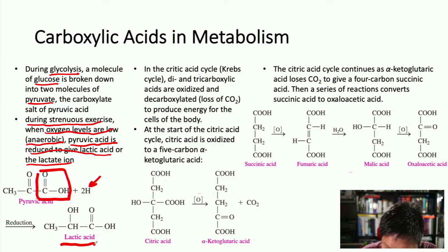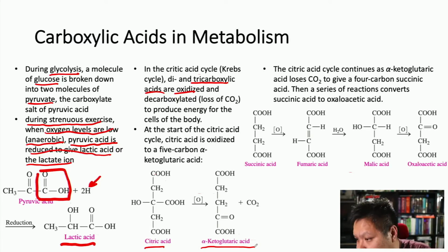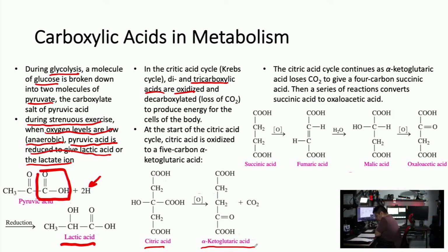So let's jump into the citric acid cycle real quick here. In the citric acid cycle, we have dicarboxylic acids and tricarboxylic acids that get oxidized. Those are citric acid here and alpha ketoglutaric acid, which I actually just call citrate and alpha ketoglutarate, right? Because when they're in the citric acid cycle, they're actually in the ion form.